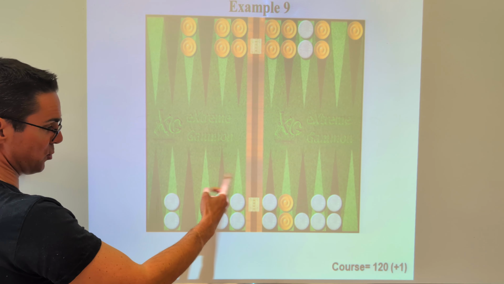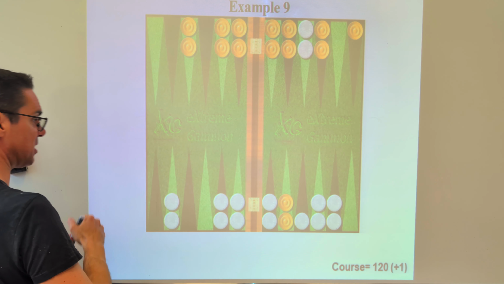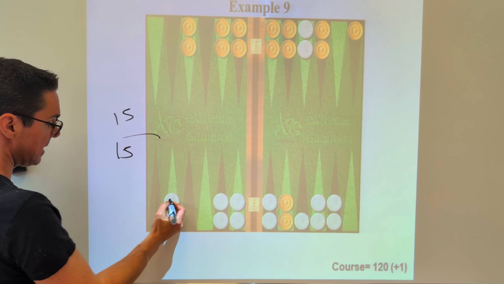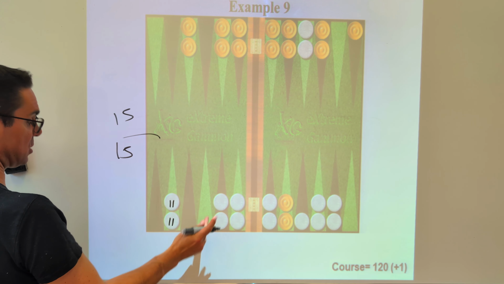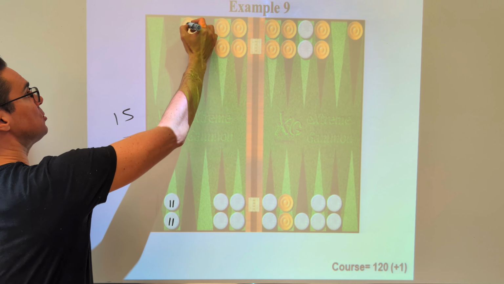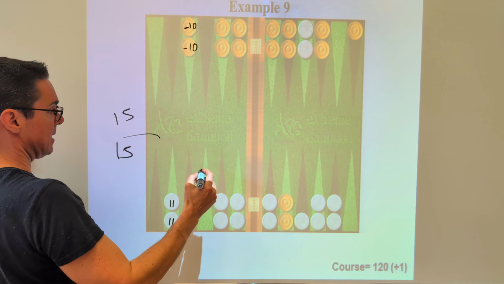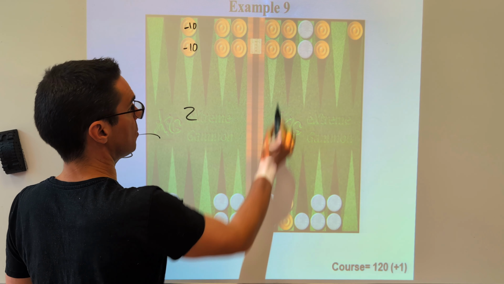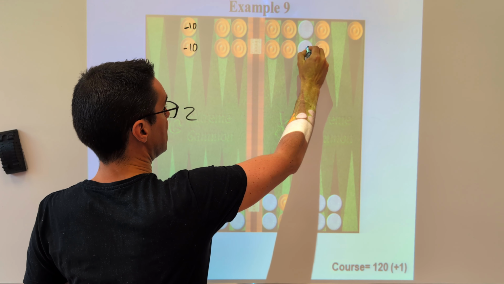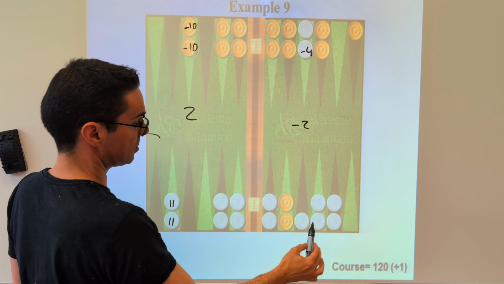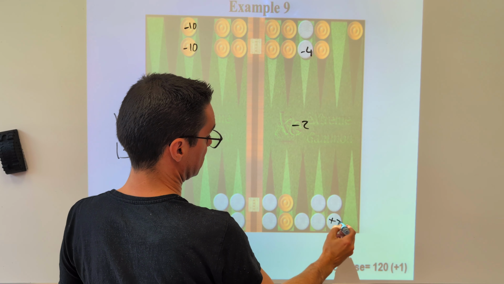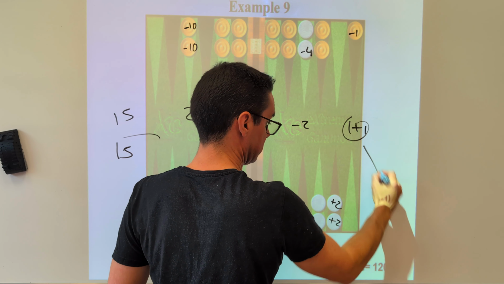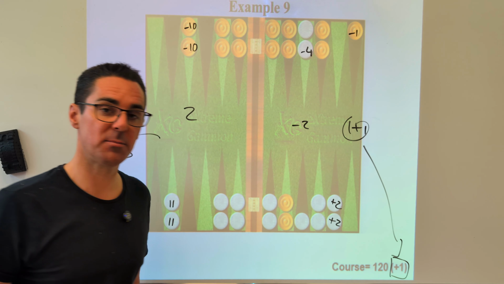Another example, you have 5 checkers, and 5 checkers. You have 15 checkers on this side and 15 checkers on the other side. This one is 11 plus 11, which is 22 minus 10 minus 10. You have 2 here, equal. Here you have minus 4, so minus 2 equal. Minus 2 plus 2 is 0 plus 2 minus 1 is plus 1. And you have a lead of plus 1.